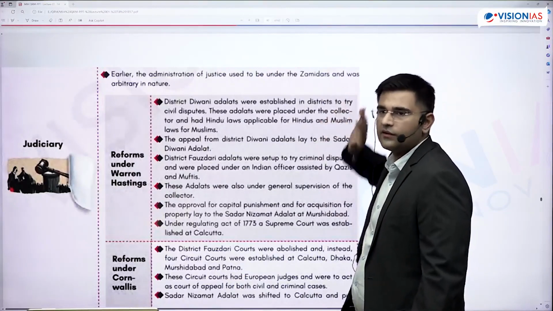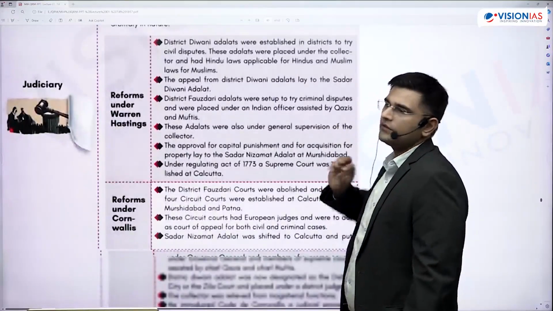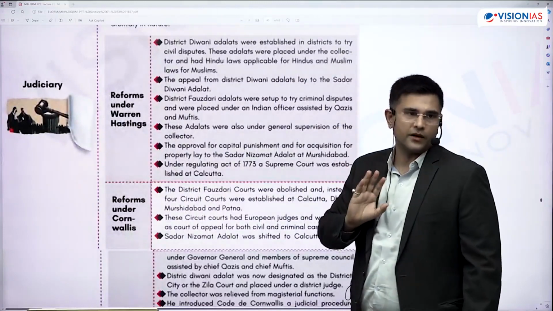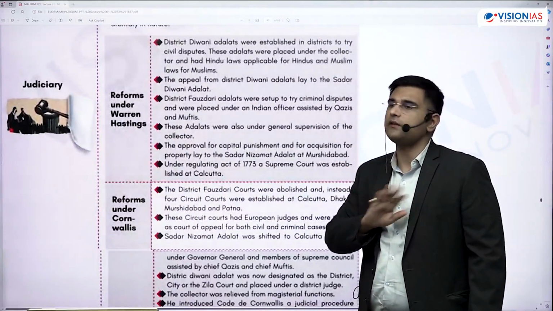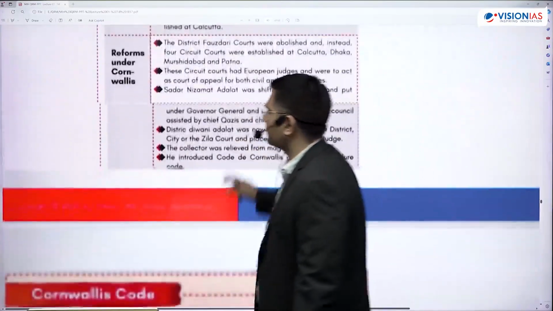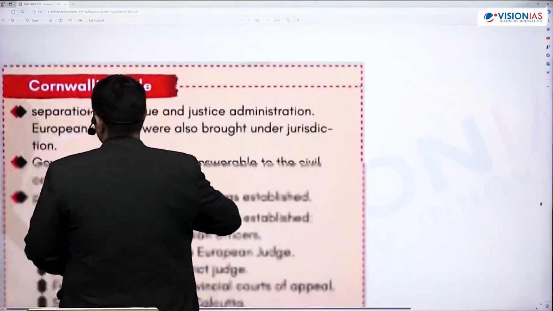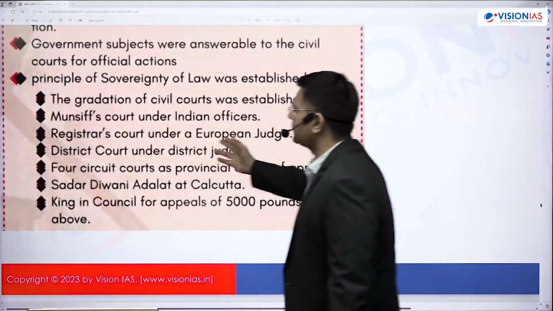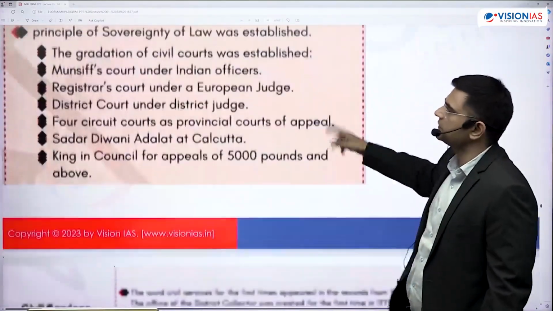So now who is the chief during Cornwallis? Normally remember one thing, that he was authoritarian. So therefore during the time period of Cornwallis there will not be any Indian in senior position. As simple as that. So therefore this is how we move ahead. This is the Cornwallis Code, Munsif, Registrar, right, district. This is how things are.